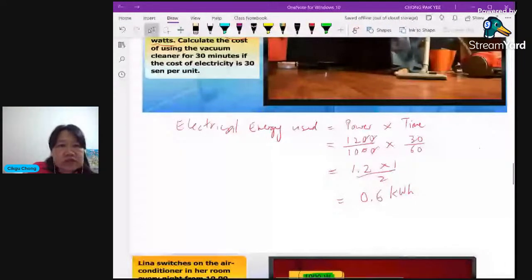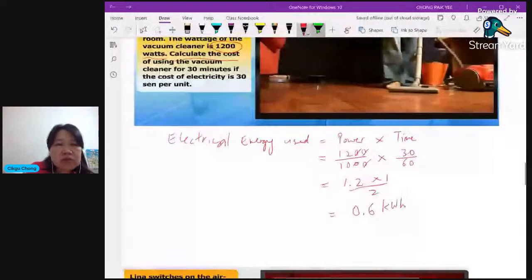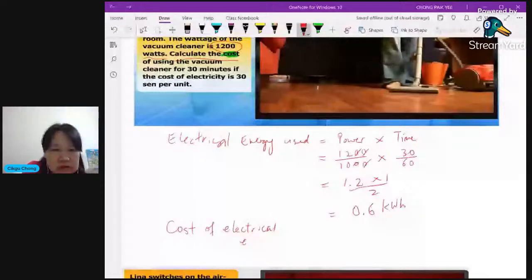Calculate the cost. Now they want the cost, which you need to find separately. Be very clear what you want to find. Don't do everything all at once. Do the cost separately, then you won't get confused. Cost of electrical energy: you take the answer you found just now, provided it is correct, and put it inside here, then multiply by the cost of one unit.